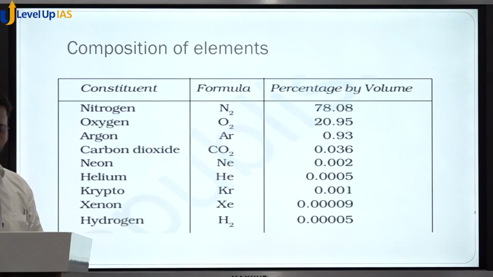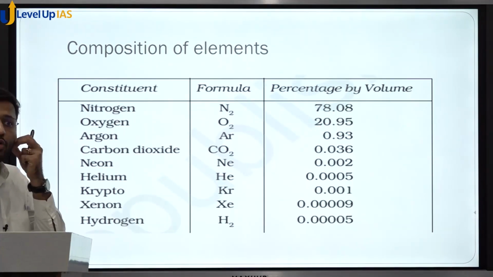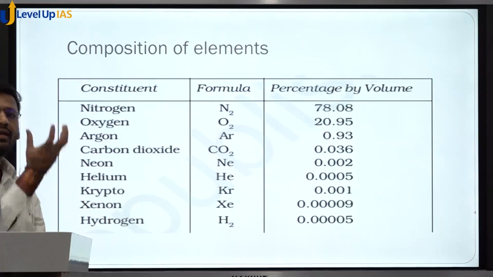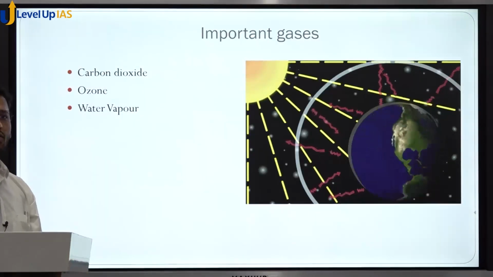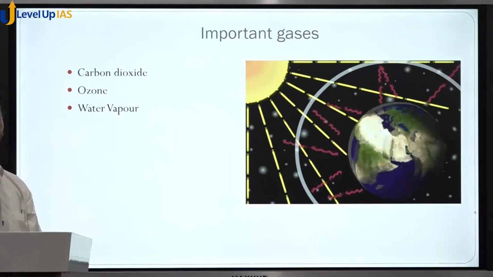Okay, so now some of the gases present in the atmosphere can retain the long wave radiations emitted by the earth. They are transparent to the short wave solar radiations, but they can absorb the long wave radiations emitted by the earth. So they are called greenhouse gases. These greenhouse gases keep our atmosphere warm.